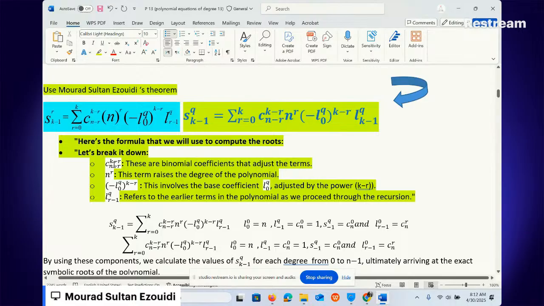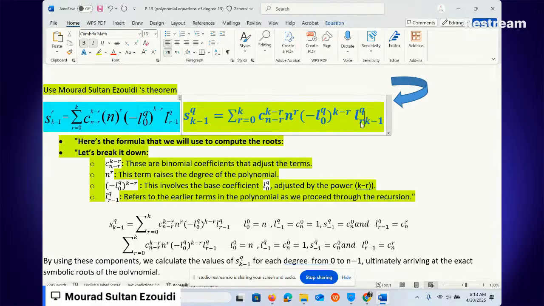Let's break it down. You see the combination n minus r choose k minus r. These are binomial coefficients that adjust the terms. N raised to the power r: this term raises the degree of the polynomial. And this one, negative L0 over 42 raised to the power k minus r, involves the base coefficient L0 adjusted by the power k minus r. And L r minus 1, of order r minus 1, refers to the earlier terms in the polynomial as we proceed through the recursion.